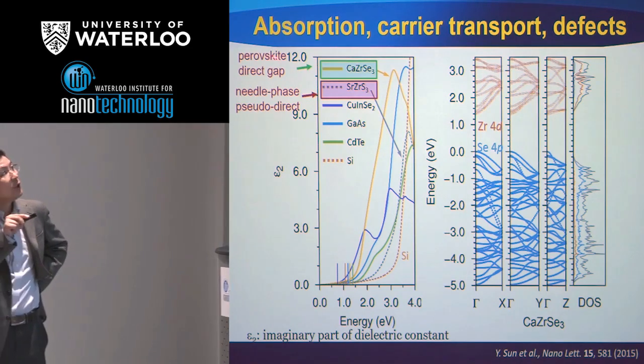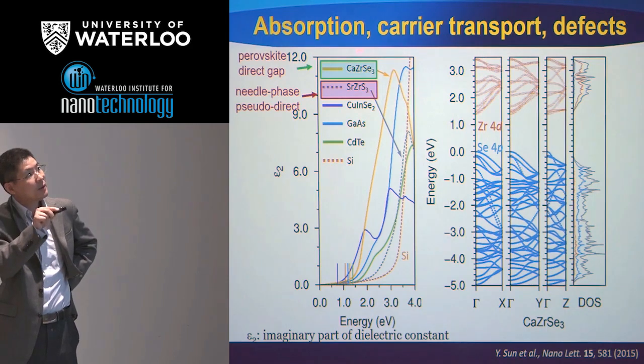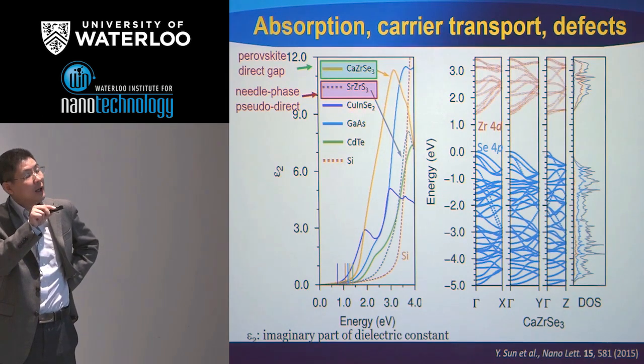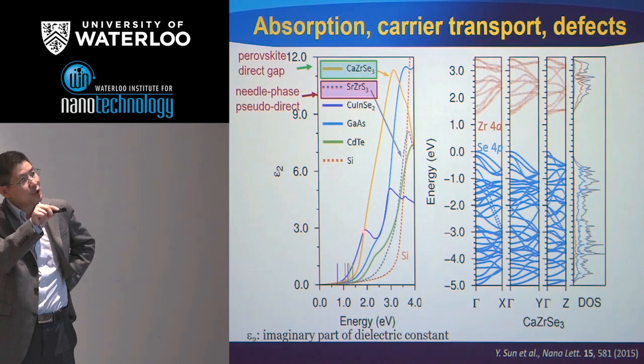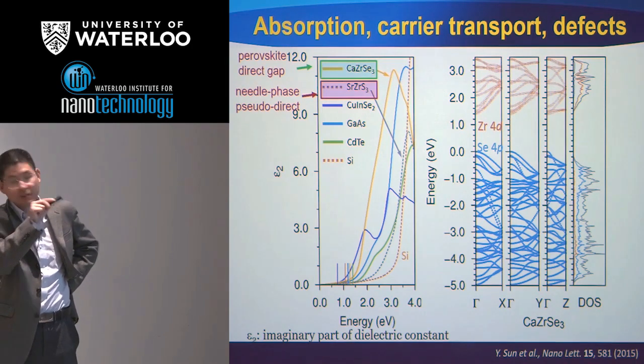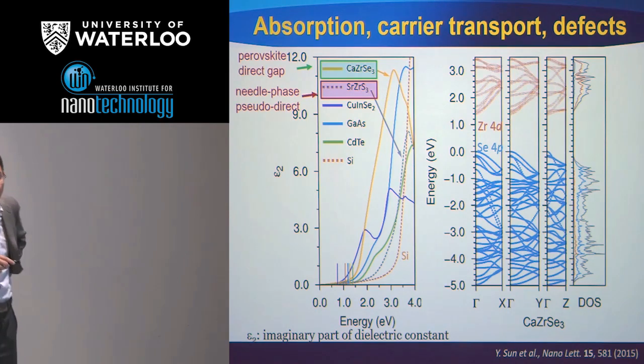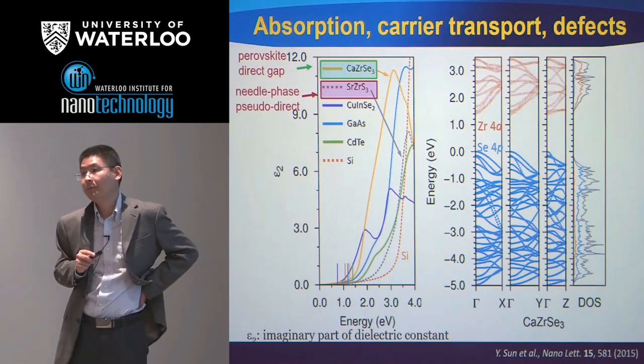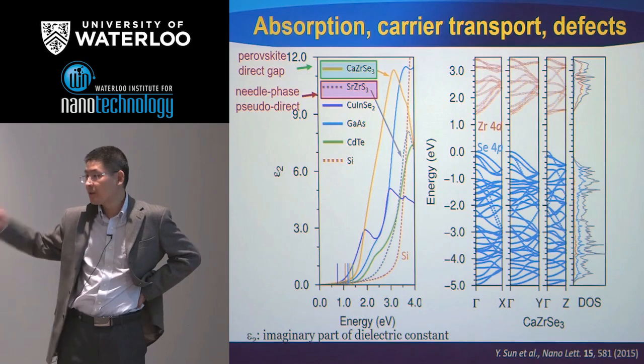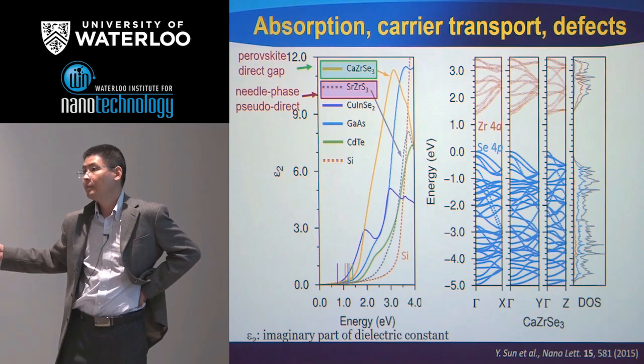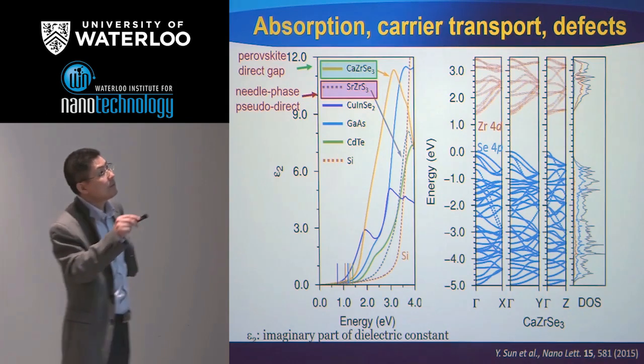If you look at these different curves, they represent different materials. This yellow curve is calcium zirconium selenide, the perovskite structure that I talked about. If you compare it with well-known solar materials such as CIS and gallium arsenide, within the band gap range of 1.8 eV all the way to 3 eV, this perovskite material actually has the strongest light absorption. This is not surprising because theory predicts it's a direct band gap material. On the other hand, 90% of solar cells are made of silicon, and silicon is an indirect band gap material, so it does not absorb light very efficiently.